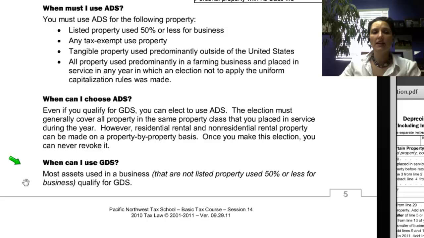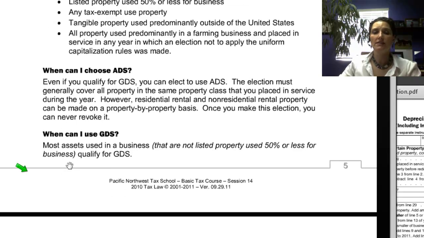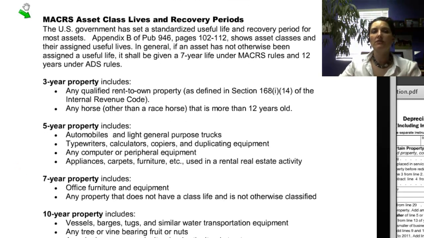So we've learned about ADS and when you can choose ADS and when you must use ADS. Let's now look at GDS. When can I use GDS? Most assets used in a business that are not listed property used 50% or less for business qualify for GDS. So let's look at some of the asset class lives and recovery periods. Obviously, Appendix B of Publication 946 shows the different asset classes and their assigned useful life.